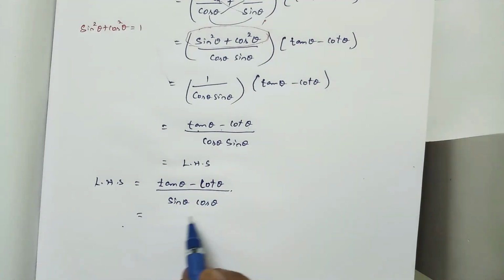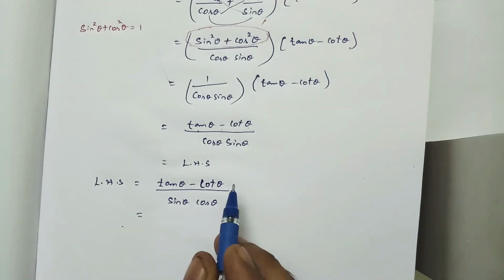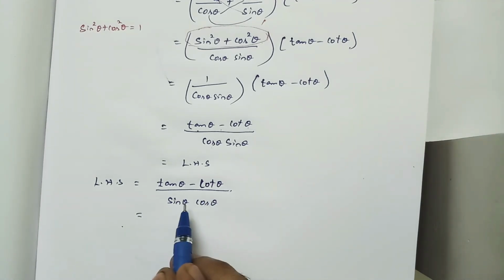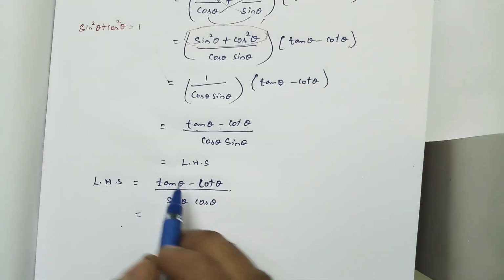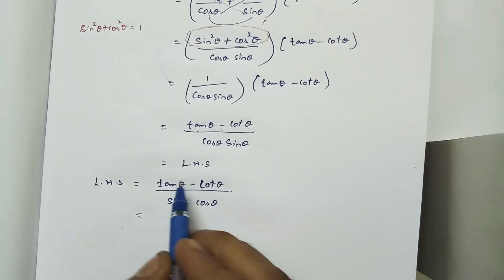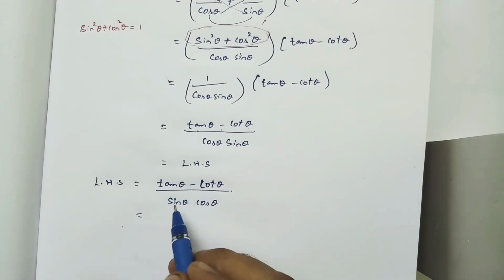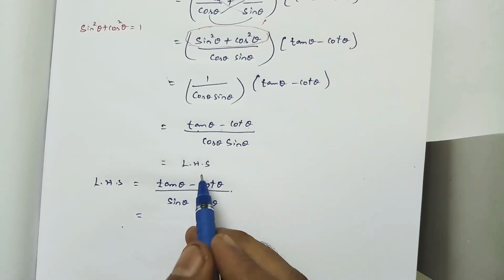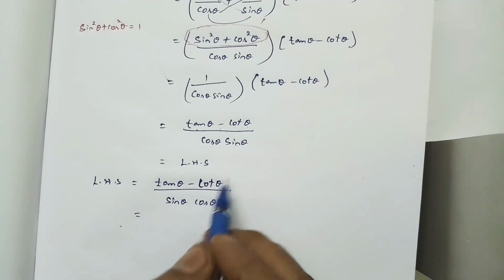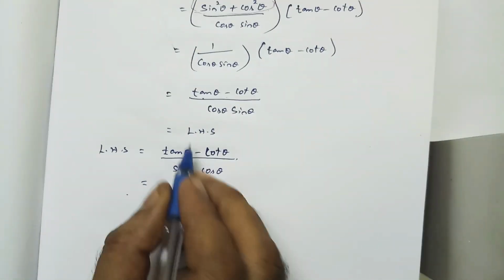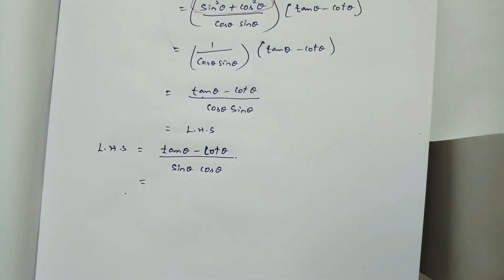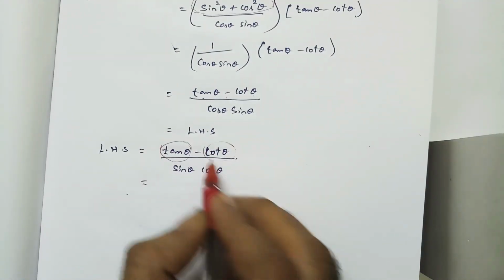See, if the denominator has two terms, then we can go with rationalizing the denominator. But here there is only one term, sin theta into cos theta. So we can't. So which method is applicable? Writing tan and cot in terms of sin and cos, then we will get fractions, and by cross multiplying we will get the simplification. So I am going to convert tan theta and cot theta in terms of sin and cos.